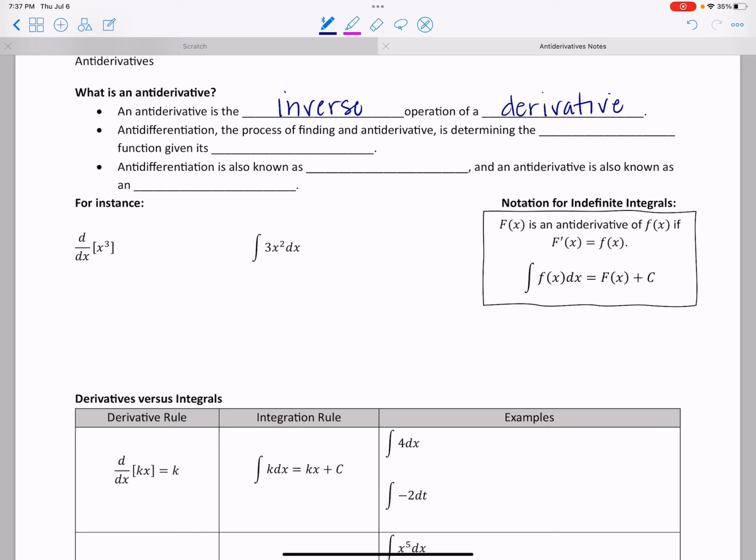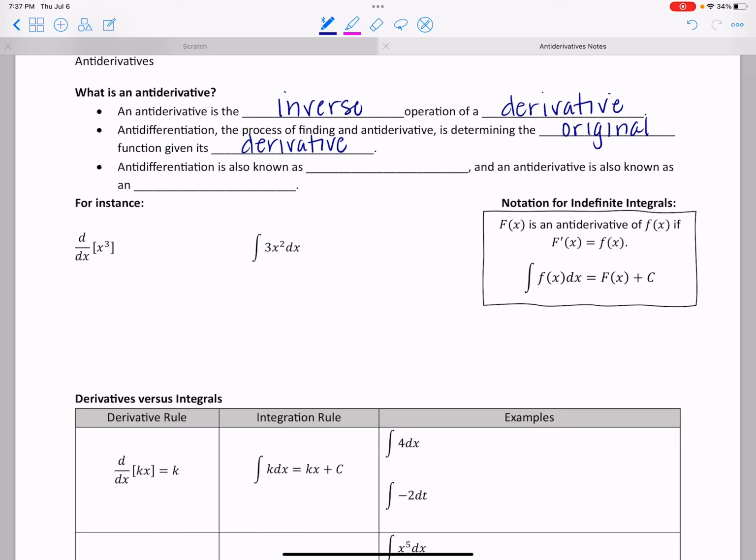Okay, so when you're working on antidifferentiation, that is the process of finding an antiderivative, what you're trying to do is determine the original function given its derivative. So instead of "here's a function, find the derivative," it's "here's the derivative, find the original function." So antidifferentiation is what we call the process of finding the antiderivative. And again, what you're trying to do is figure out what is the original function because you are given its derivative. So you're working backwards.